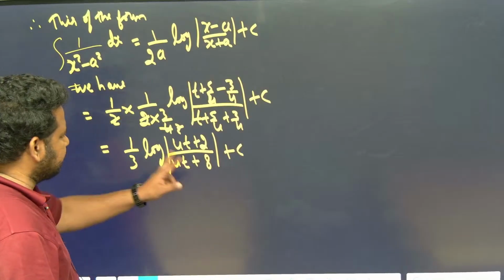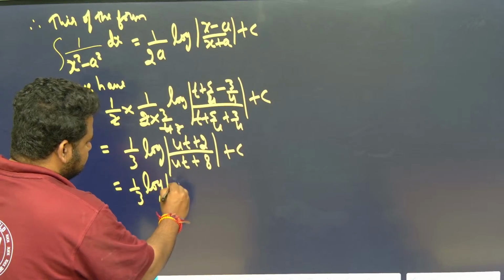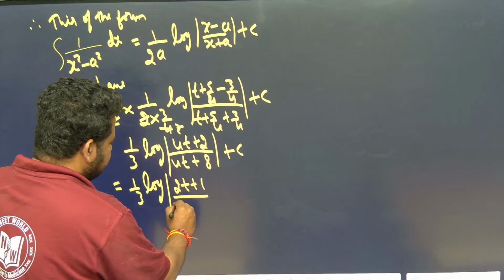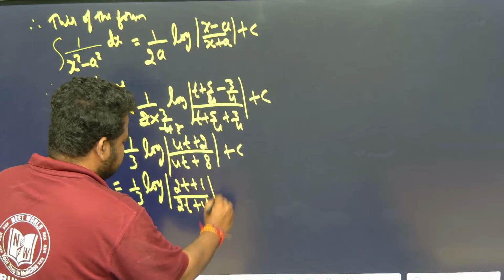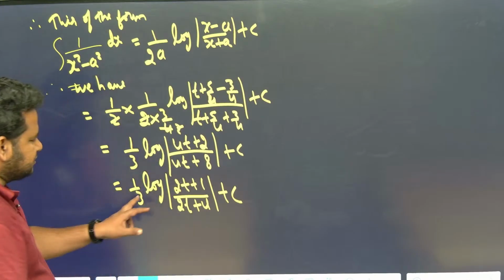Now I can take 2 common and cancel. So this will become 1 by 3 log of (2t plus 1) divided by (2t plus 4), plus c. 2t plus 1 divided by 2t plus 4. This is the value I will have.